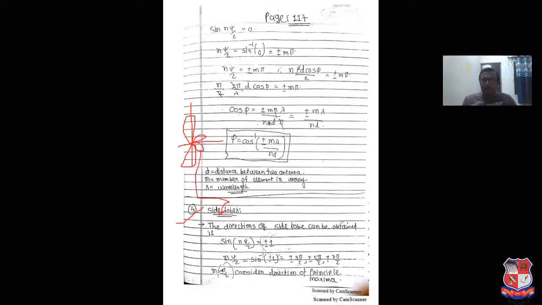The direction of the side lobe can be obtained if sine n psi by 2 equals plus or minus 1. See this very carefully. So n psi by 2 equals sine inverse of plus or minus 1, so plus or minus 3 pi by 2, plus or minus 5 pi by 2, plus or minus 7 pi by 2. It is the direction of maxima.